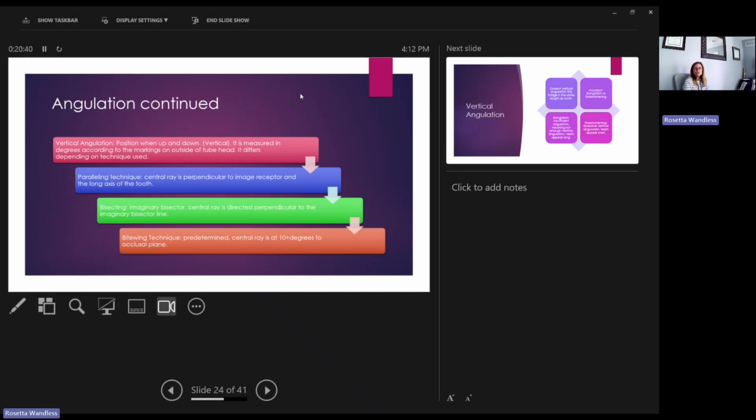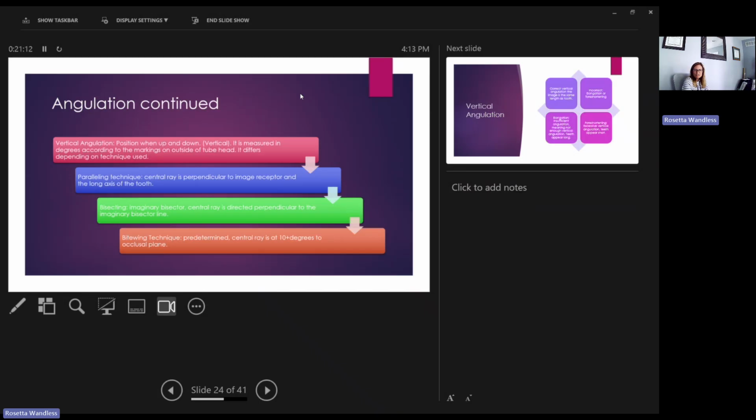It is measured in degrees according to the markings on the outside of the tube head itself, and it differs depending on the techniques used. It's usually a 0 to 60 or a 0 to 90 degree scale, 0 being absolutely flat. If the PID is pointing upward, it'll be a positive angle. If it's pointing downward, it's going to be considered a negative number, -10, -20.